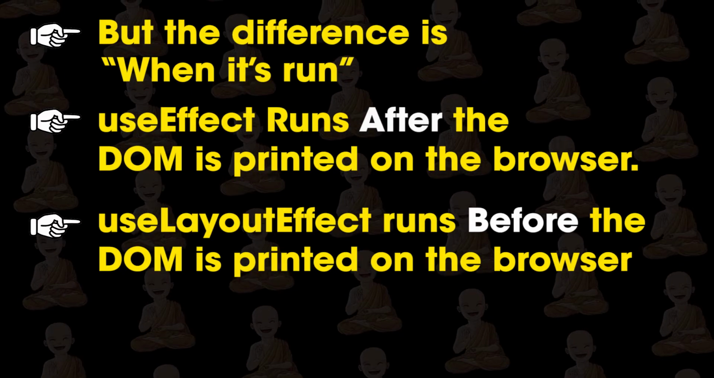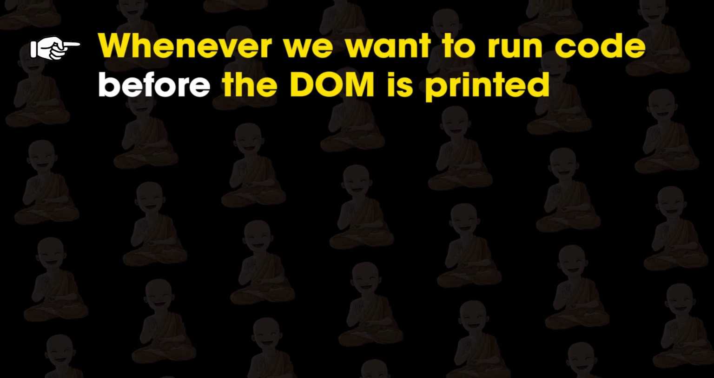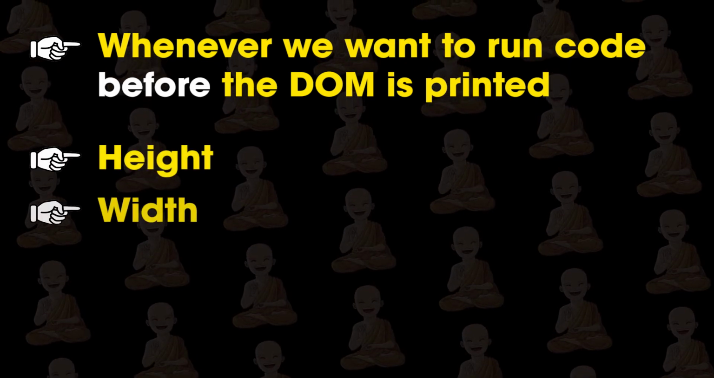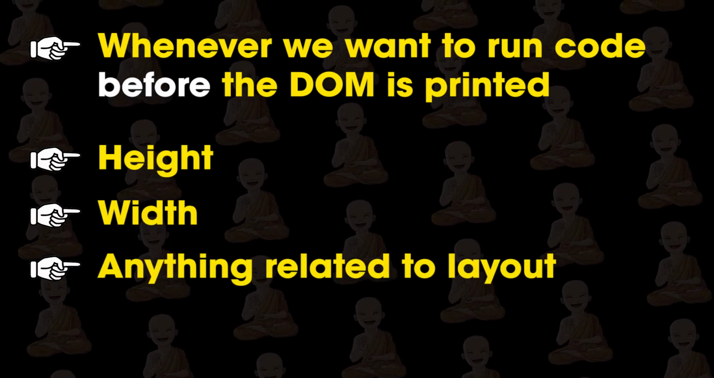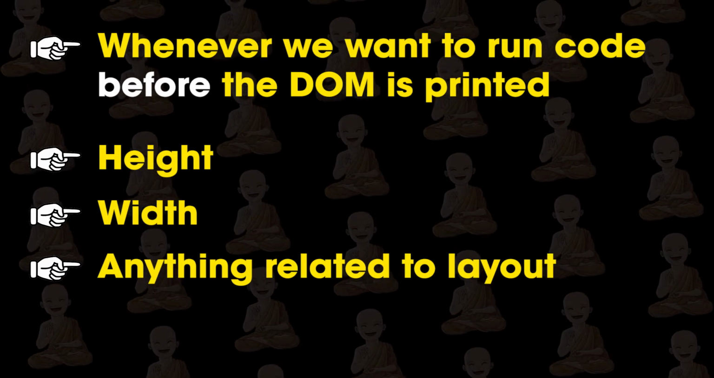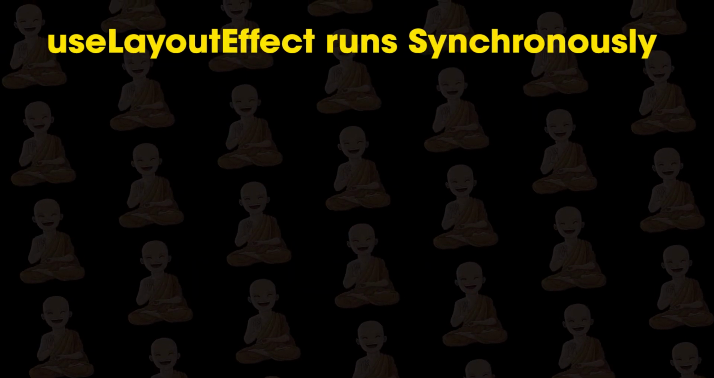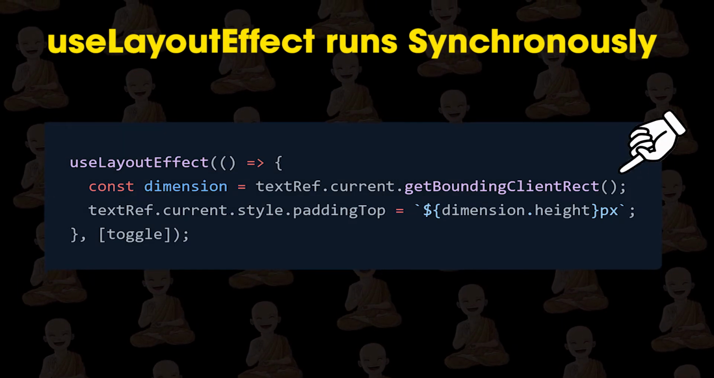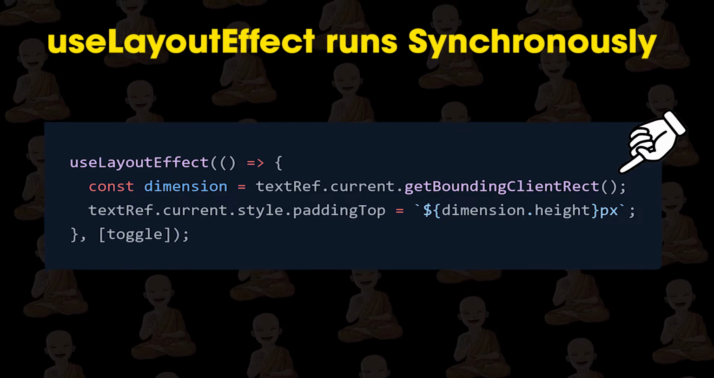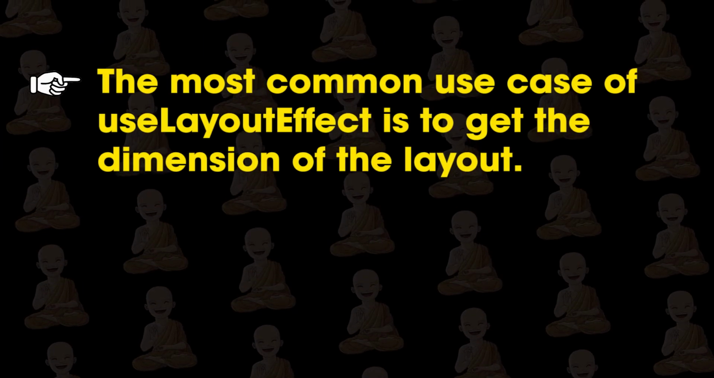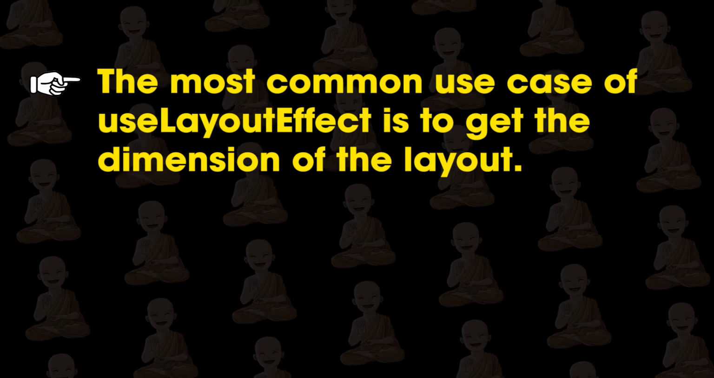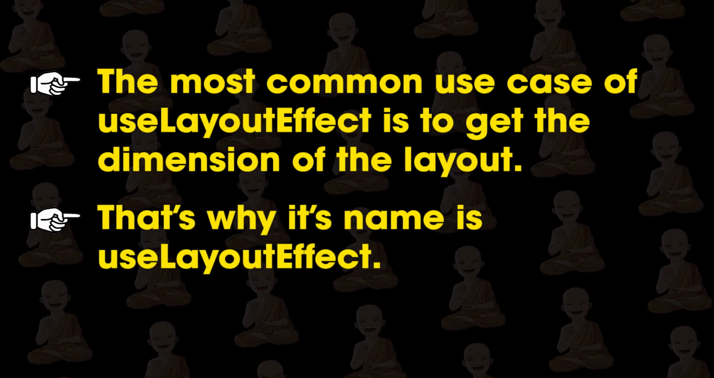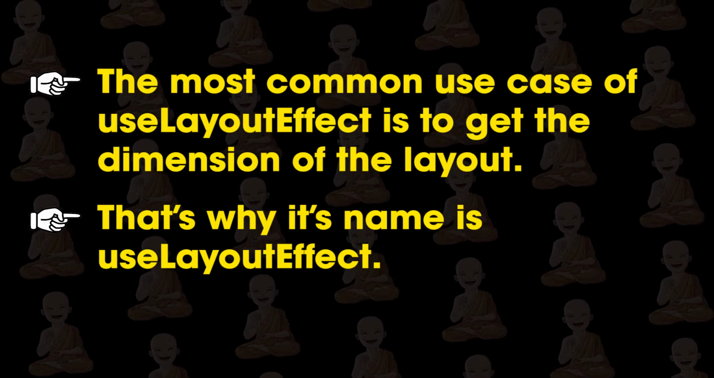but useLayoutEffect runs before the DOM is printed on the browser. So whenever we want to run code before the DOM is printed, like we want to measure an element's height, width, or anything related to layout, we can use useLayoutEffect, and it runs synchronously, which means it runs the first line and only moves to the second line if the first line's execution is completed. The most common use case of useLayoutEffect is to get the dimension of the layout, and that's why its name is useLayoutEffect.